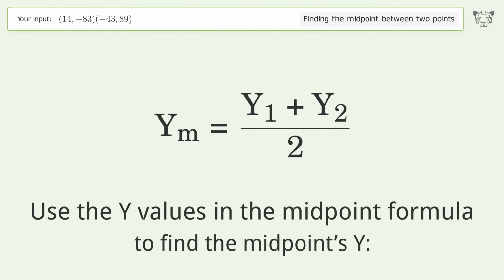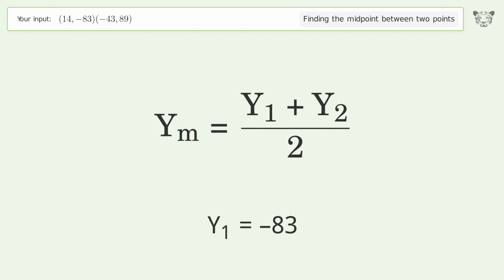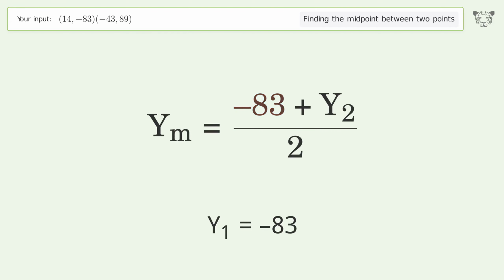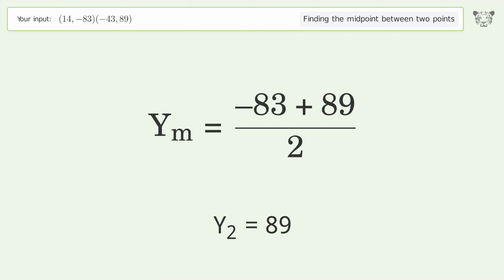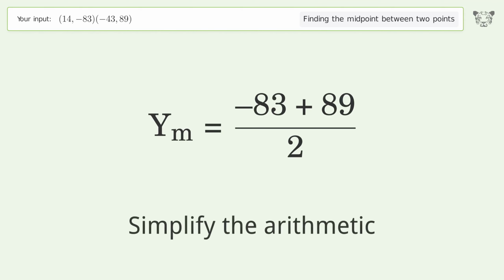Use the y values in the midpoint formula to find the midpoints y. y1 equals -83. y2 equals 89. Simplify the arithmetic.